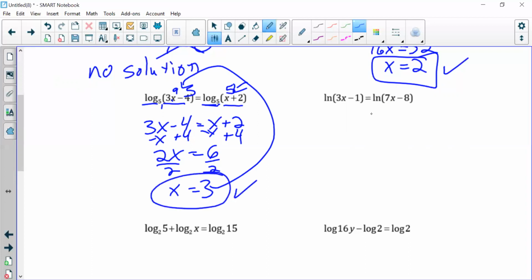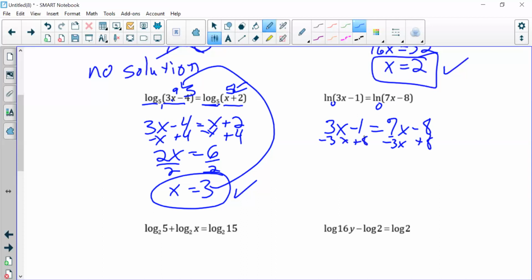The natural log of 3x minus 1 equals the natural log of 7x minus 8. We both have the same base. I only have one natural log on each side, so we're good. So set the y values equal to each other. So 3x minus 1 equals 7x minus 8. Let's get our x's on the same side. My bigger x is over here, so I'm going to move this one over to the right. So minus 3x, minus 3x. Add 8 to both sides.